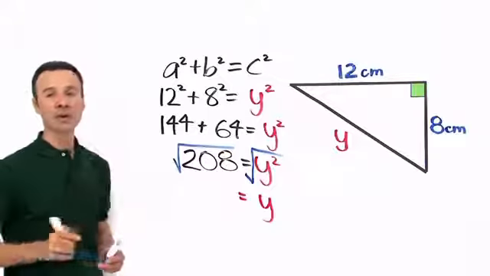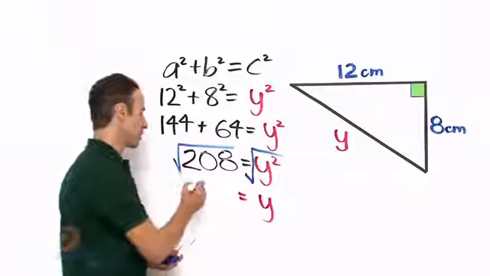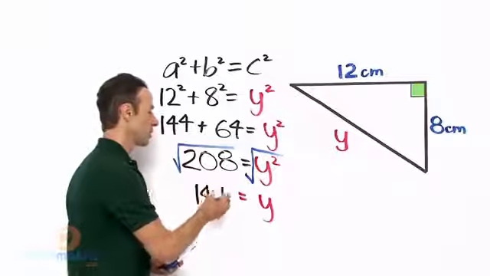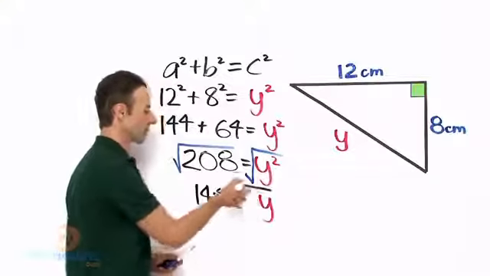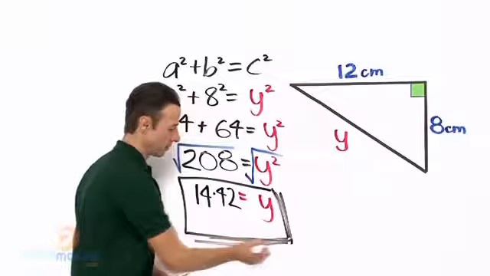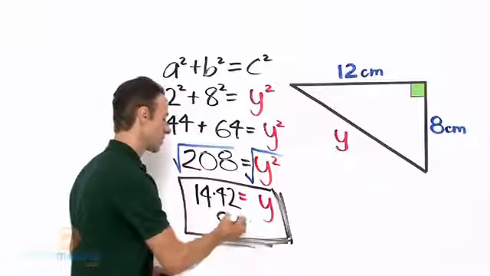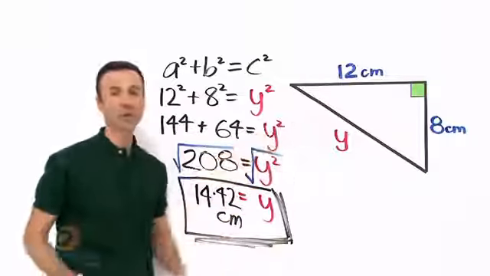Put that in your calculator and you should get a number of 14.42. And always remember, when you write your answer in, to always include the units. And that's centimeters. You will notice on the triangle we have centimeters there.